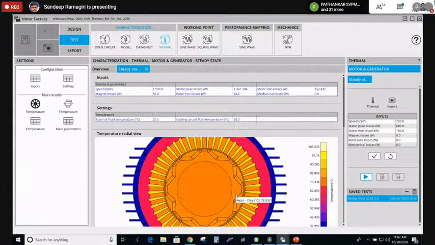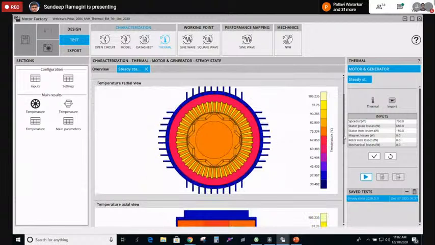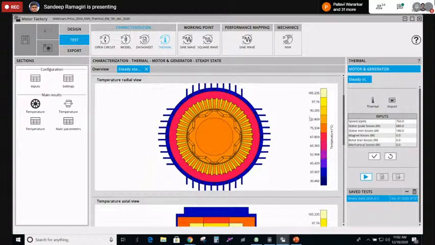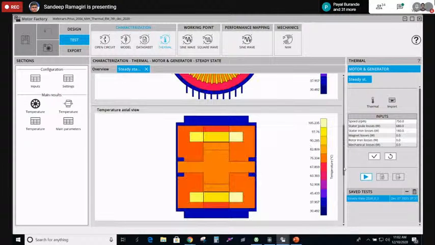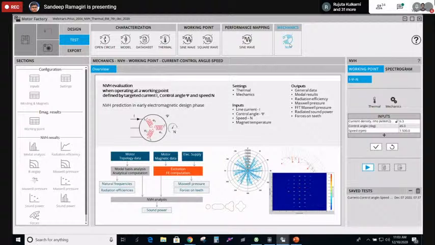You can see this is one example, the radial view, the temperature distribution, and you can see the temperatures at the different locations of the motor, and this is an axial view. Okay. So once you do the electromagnetic simulation, then we will switch to the thermal simulations. Once we do the thermal simulation, it is also possible to do the NVH simulation, so noise and vibration analysis, to estimate the noise levels.